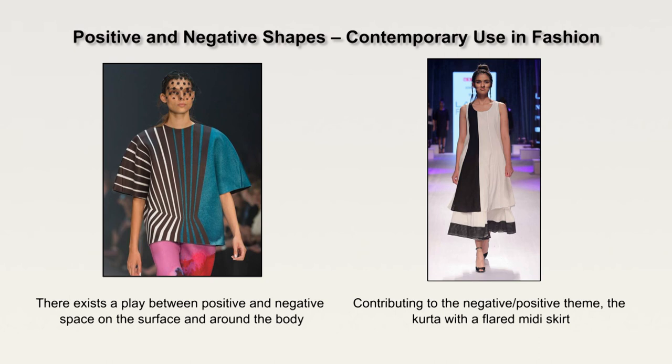We have already come across similar looks when we discussed lines and stripes. When you look at this image, it is evident that there exists a play between positive and negative space on the surface and around the body. The silhouette is simple yet elegant and cool. The positive and negative space created by the stripes add character to this simple silhouette.